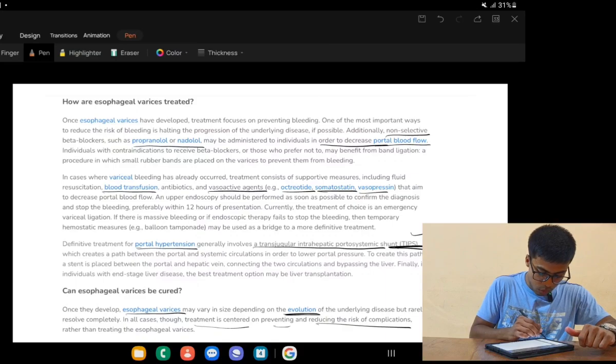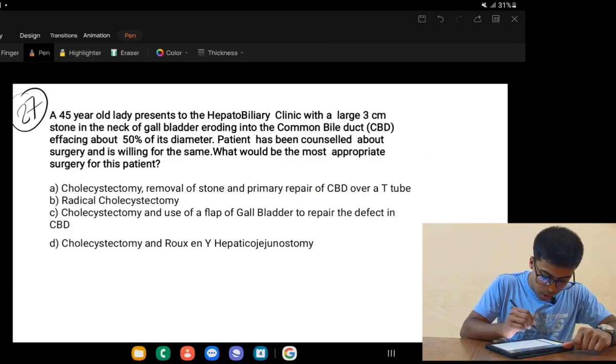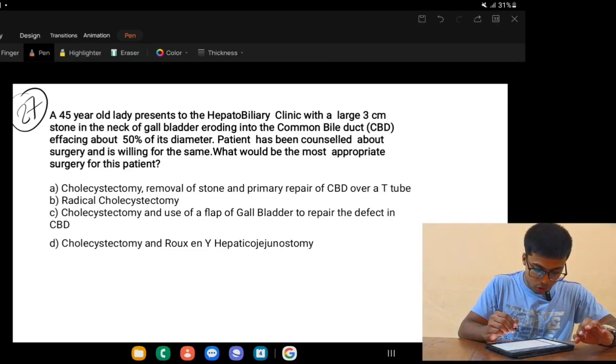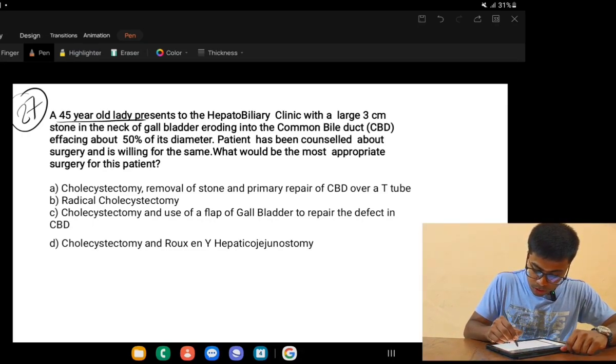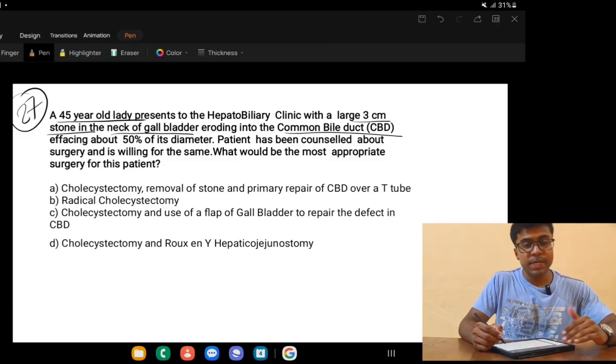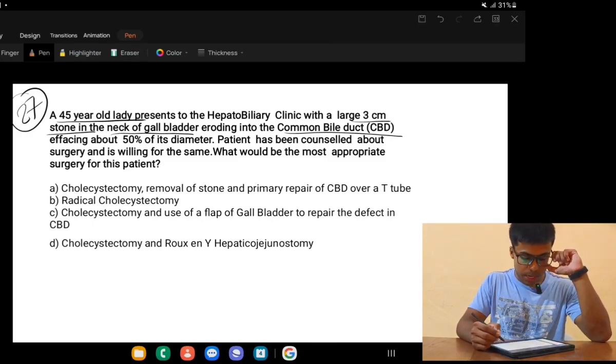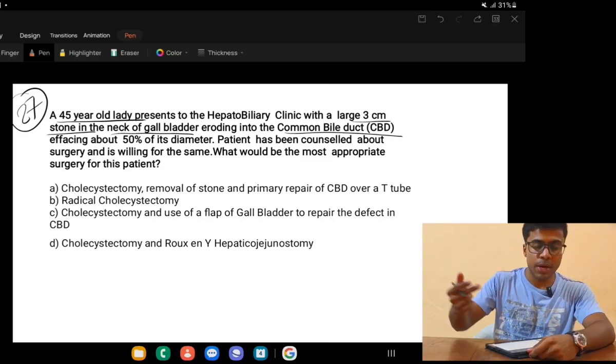So let's move on to the next question now. The 27th question. A 45-year-old lady presents to the hepatobiliary clinic with a large 3 cm stone in the neck of the gallbladder eroding into the common bile duct. So it's related to gallstone, and it's eroding the common bile duct. This is a two-step question, that is, one step ahead question.